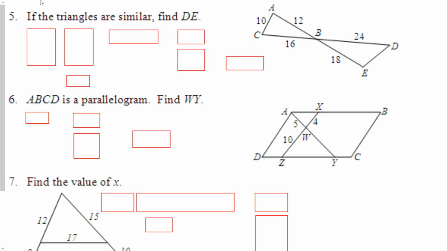On the back of the notes, we have different problems where we need to find certain values within some triangles. The first thing you have to think about is whether or not the triangles are similar. And if they are similar, how are they similar? You have to be able to tell me so that you'd be able to move forward. All right, so for number 5, how are those triangles similar?